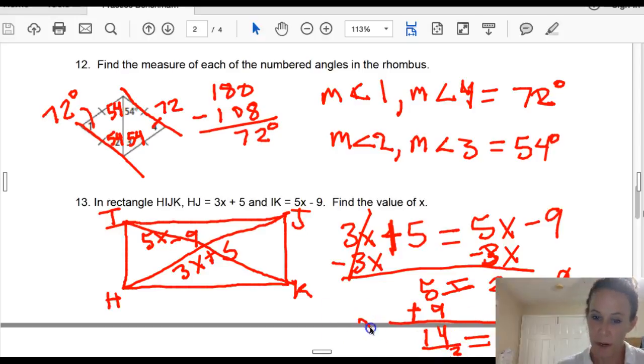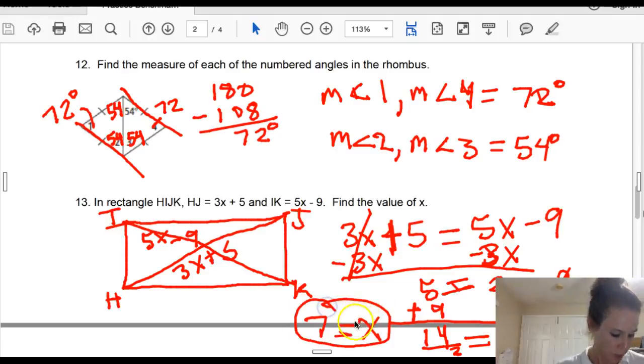So I'm going to bring it over here. X is going to be equal to 14 divided by 2, which is 7. And I'm finished. All right, on to the next one.